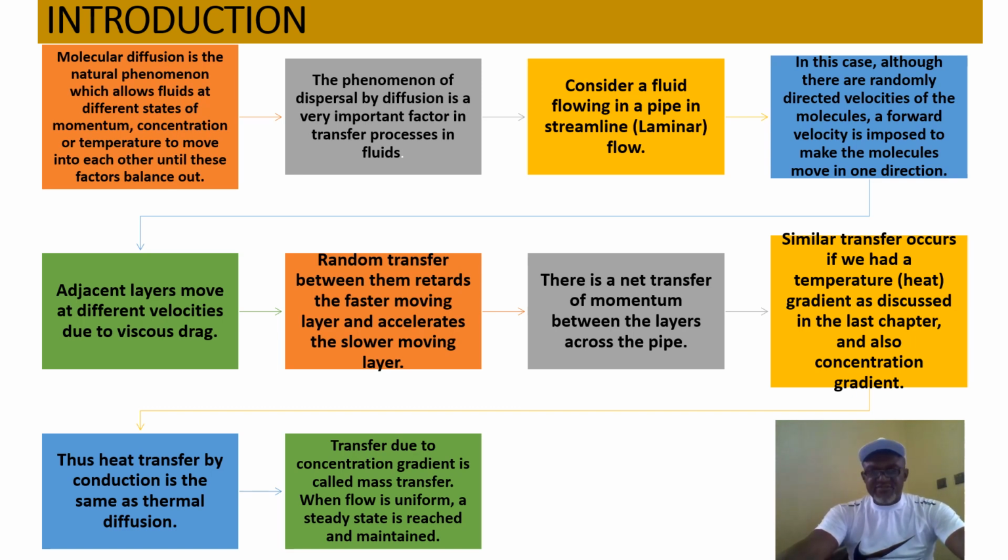There is a net transfer of momentum between the layers across the pipe. Similar transfer occurs if we had a temperature gradient or if we also have a concentration gradient. Thus, heat transfer by conduction is the same as thermal diffusion. Transfer due to concentration gradient is called mass transfer. When flow is uniform, a steady state is reached and maintained.